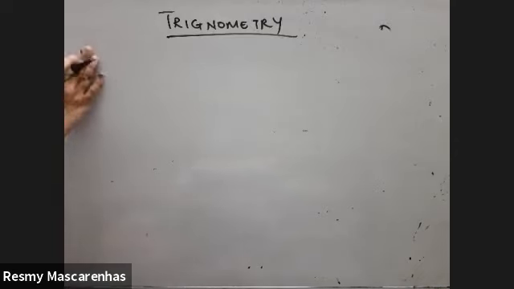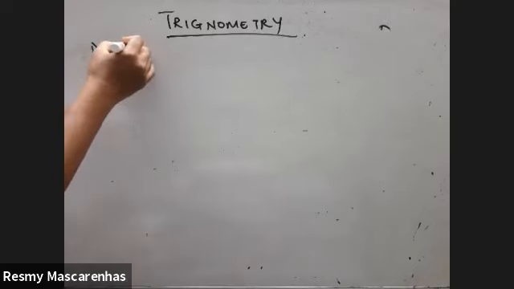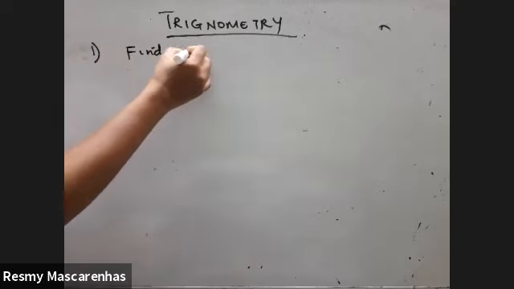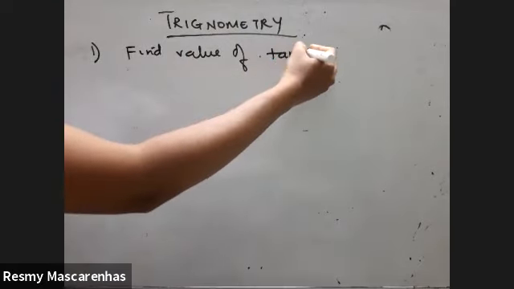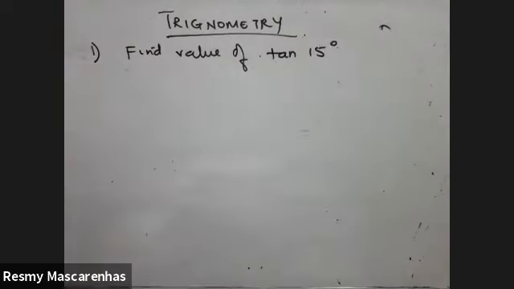Starting with the first formulas, I hope you all have written everything on one page and kept it down, because you have to know the formula for trigonometry. And all the formulas you have to write and keep. So first one, you have to find the value of tan of 15 degree.